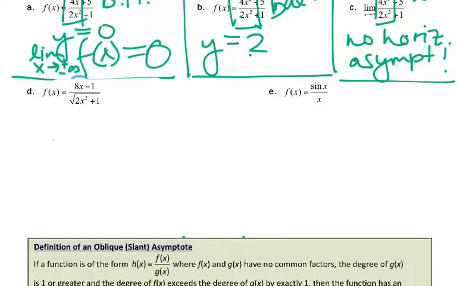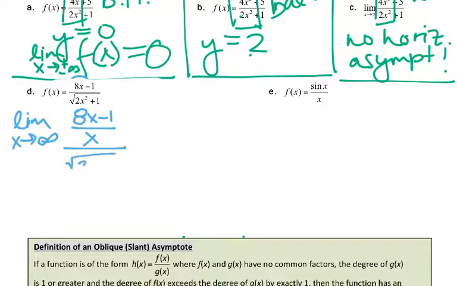Okay, so let's start with a positive example. We've got the limit as x goes to infinity, because we're thinking about horizontal asymptotes, of 8x minus 1, and we're actually going to divide both the numerator and the denominator by x. So I have the square root of 2x squared plus 1 divided by x. Now, unfortunately, this does not simplify nicely.